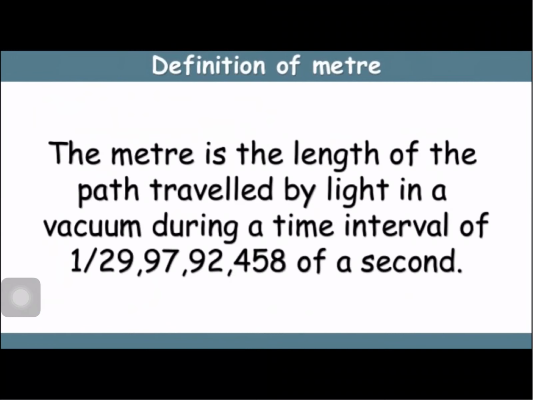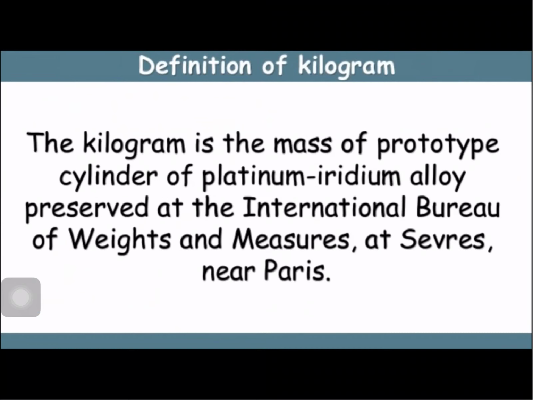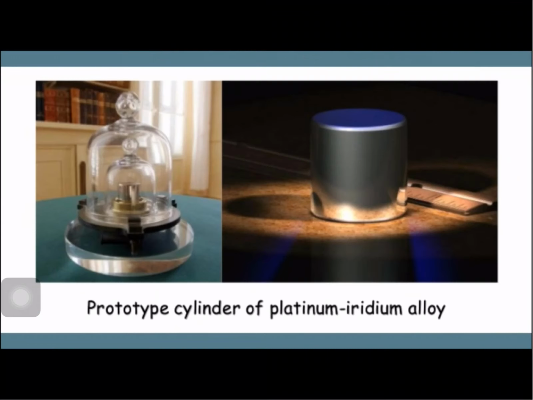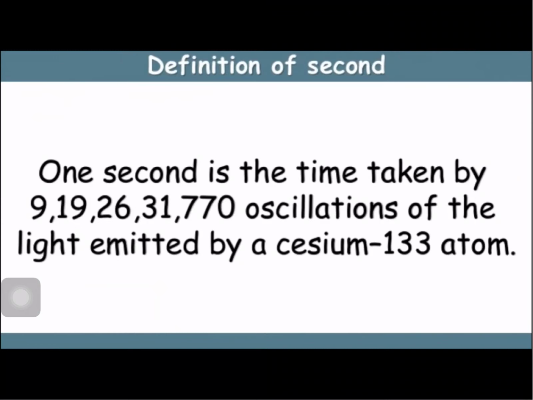Okay, definition for meter. How will you define 1 meter? The meter is the length of the path traveled by light in a vacuum during a time interval of 1 by 29,97,92,458 of a second. In the same way you can define the kilogram. Kilogram is the mass of the prototype cylinder of platinum iridium alloy preserved at the International Bureau of Weights and Measures at Sevres near Paris. See, this is a platinum iridium alloy kept at Paris. Based on that, throughout the world we measure mass.